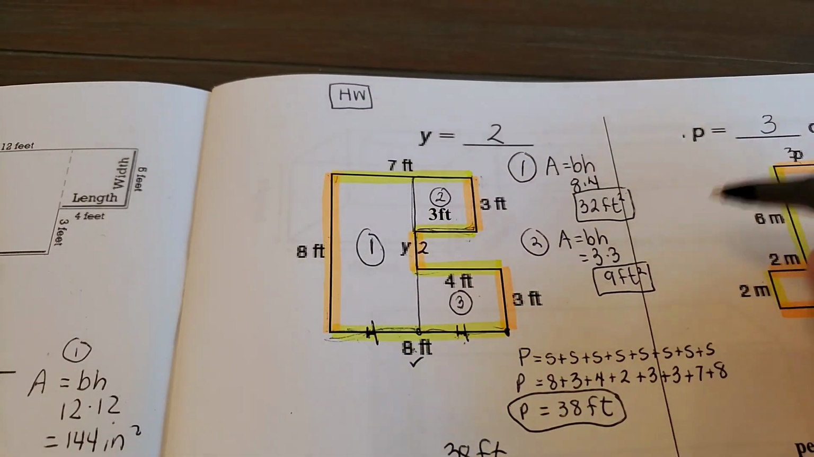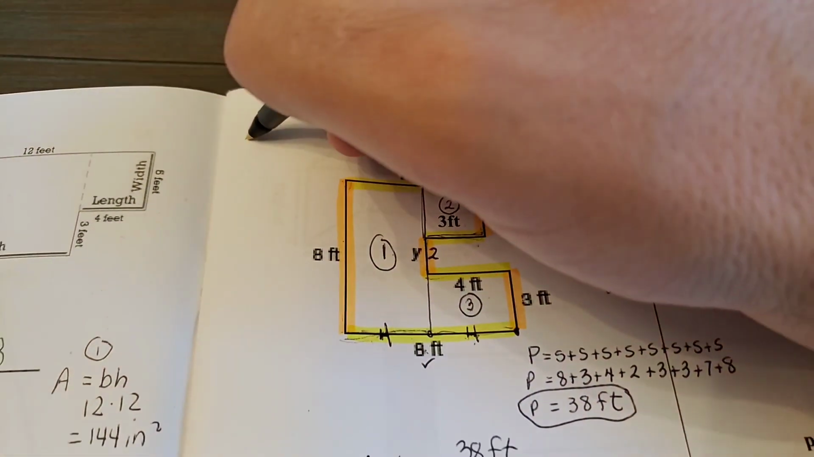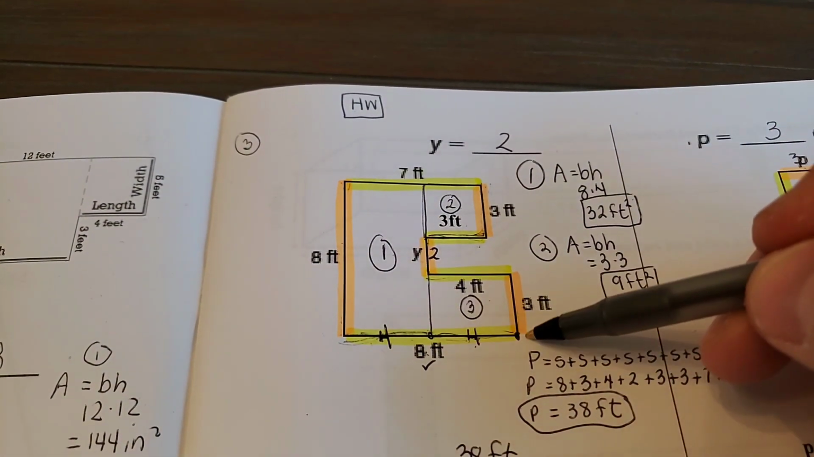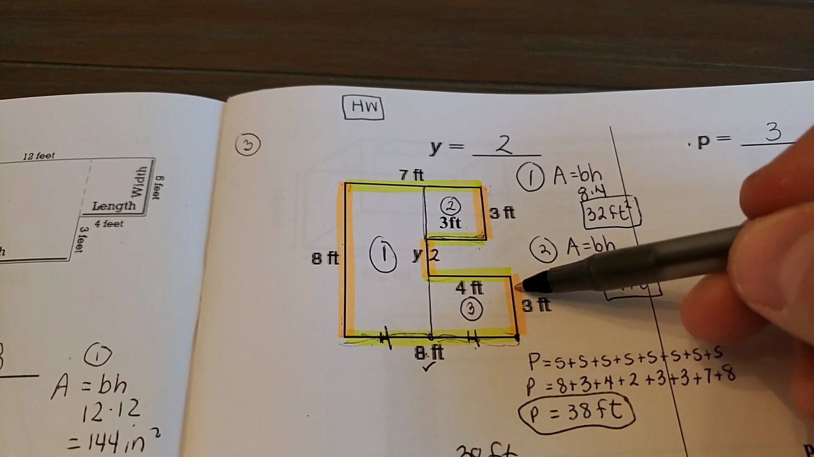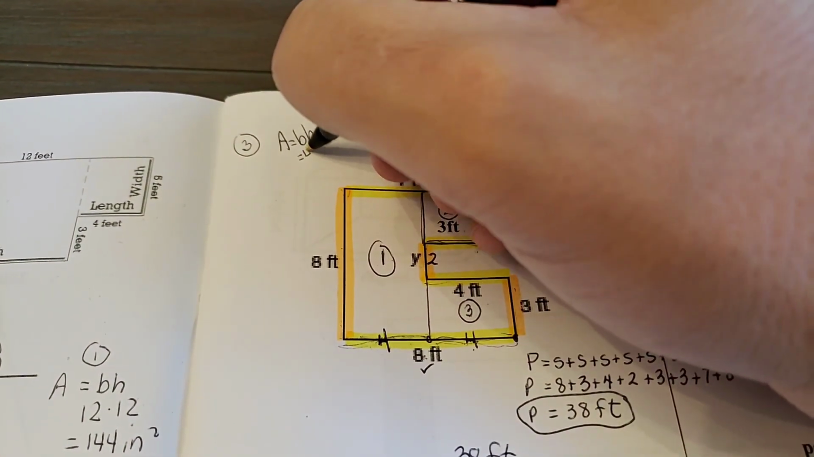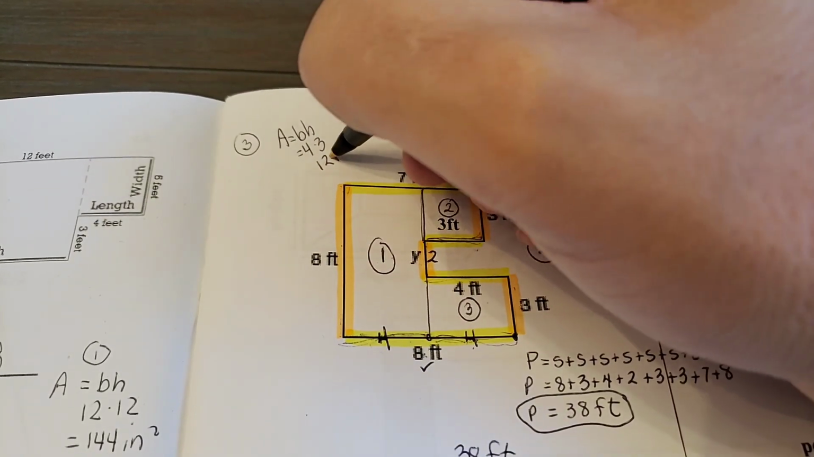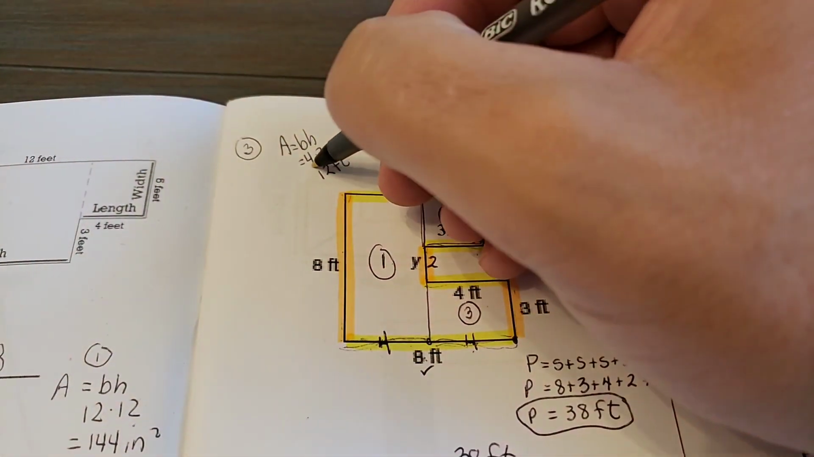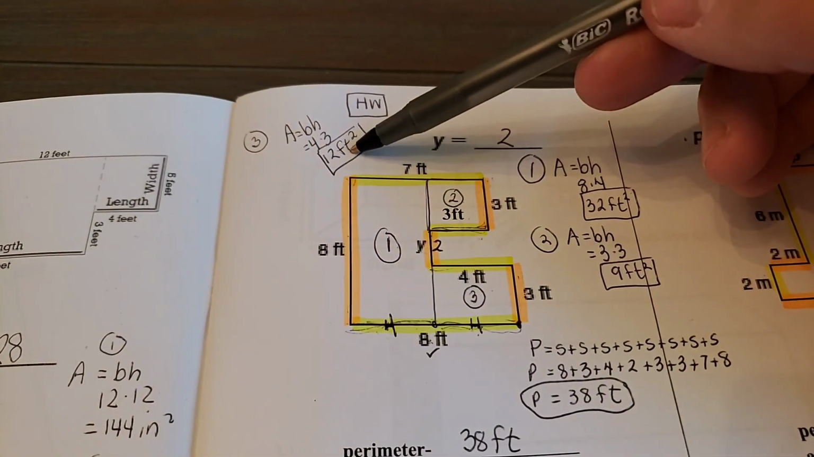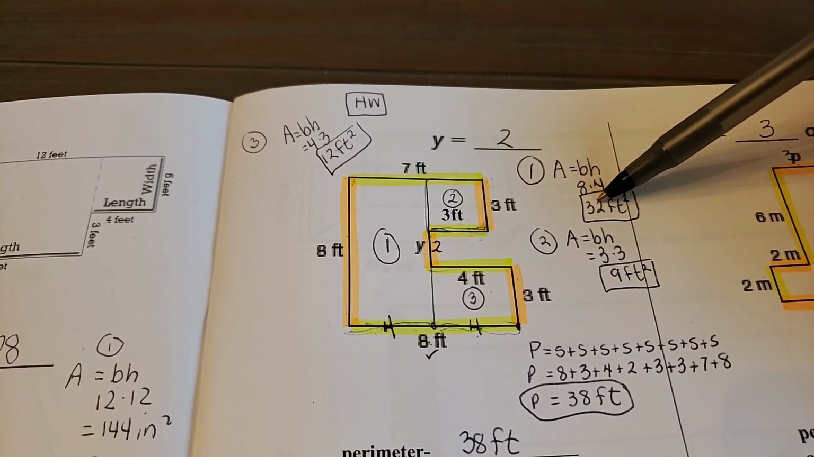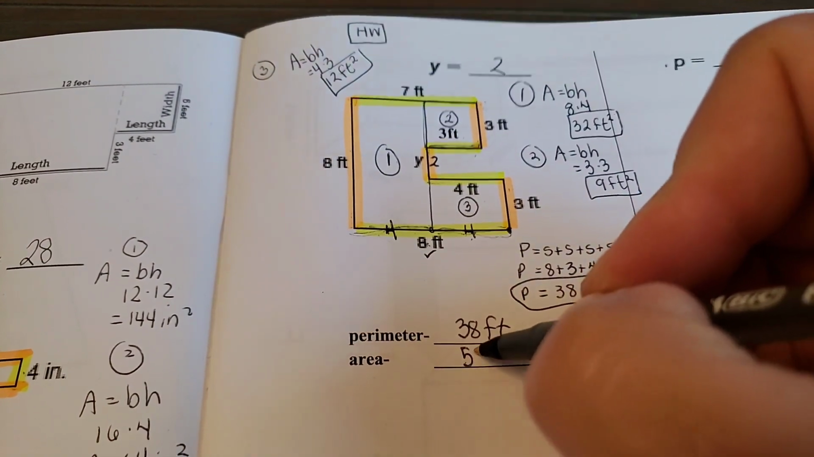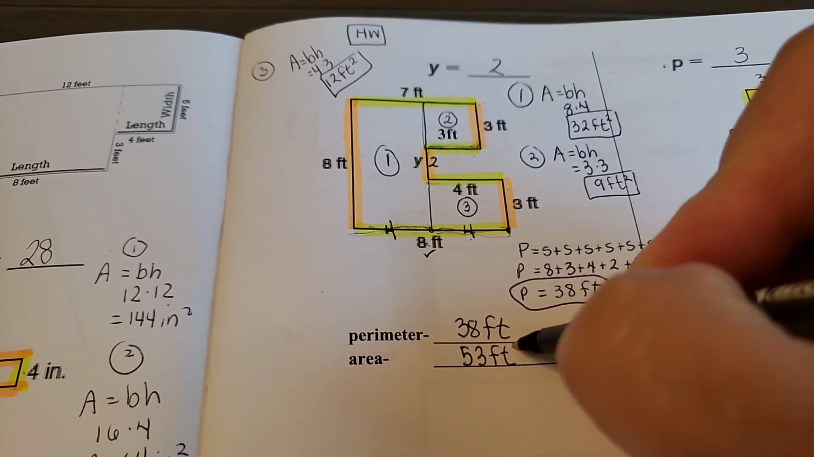And shape 3. Where can I put shape 3? I'll put shape 3 over here. Shape 3. I have base times height. So I'm going to go with that 4 now. 4 times 3, which is 12 feet squared. Add those 3 numbers up and I've got my total area. So I have 12 and 32 is 44, plus 9 is 53. The area is 53 feet squared.